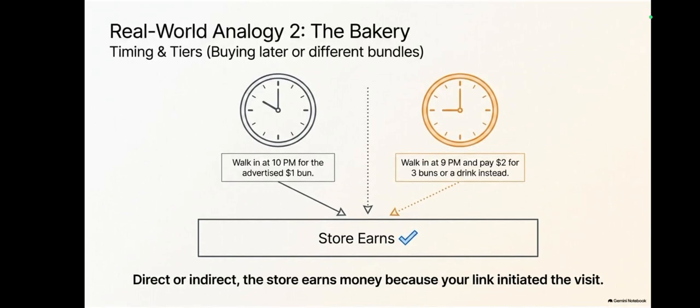Let's say today I have $6 pocket money. I want to buy 3 buns for $1 only. I came at 10 p.m. I can buy 3 buns for $1 only. So I have $5 left.